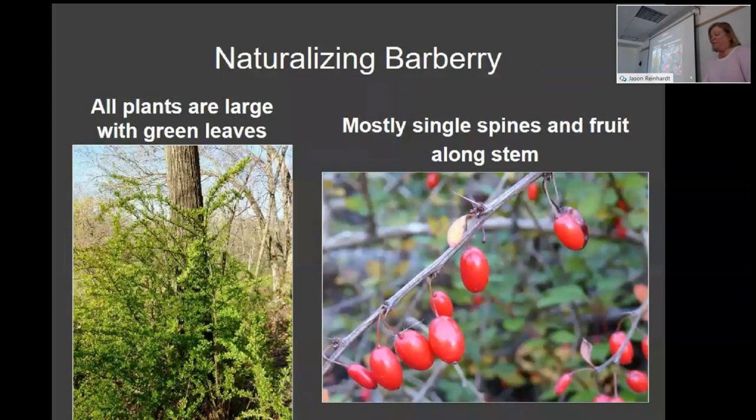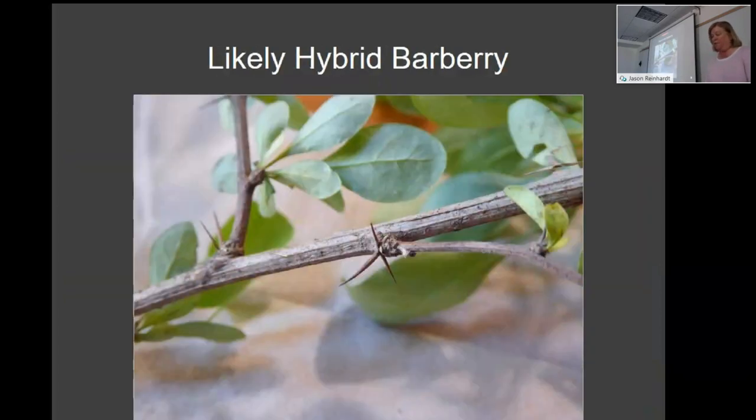So they have single spines, and the fruit is often placed along the stem, which is indicative of Japanese barberry. All of the plants have been green, and they've all been pretty big, about 4 to 6 feet tall. So pretty hard to move through. But then we're seeing some mystery plants. So we're seeing something that looks like it's likely to be hybrid barberry. So you can see here these 3 thorns. We know that this is not straight up Japanese barberry.